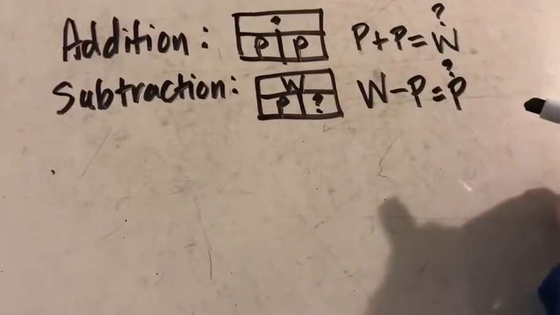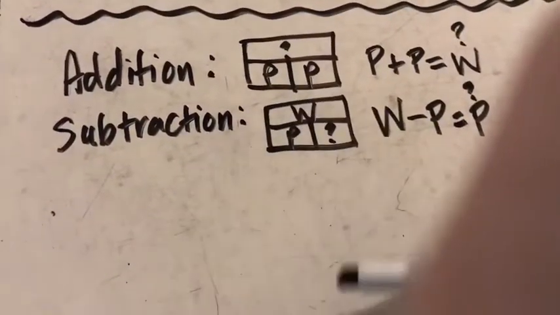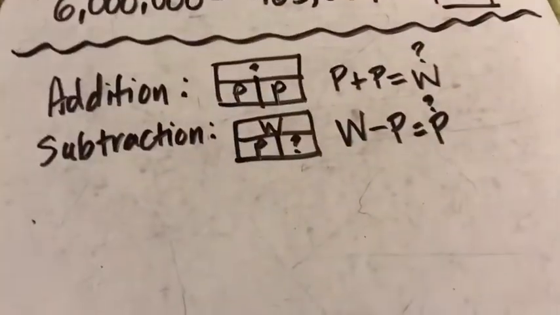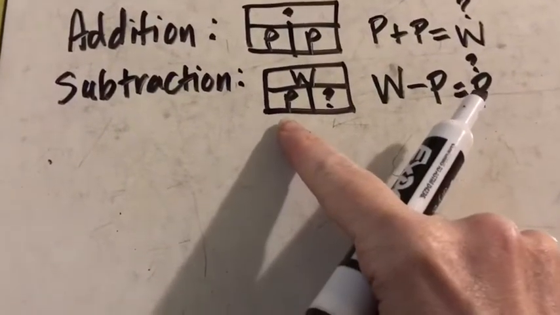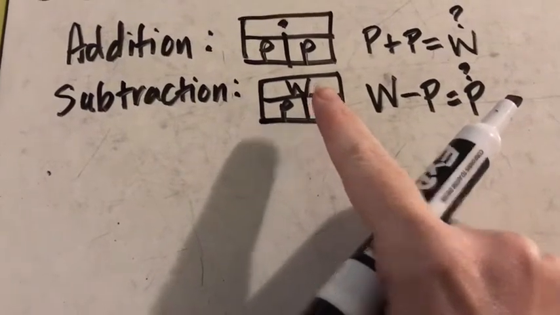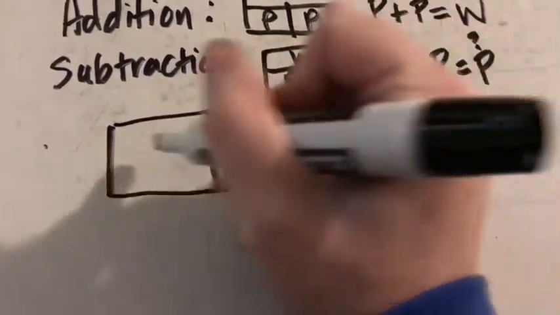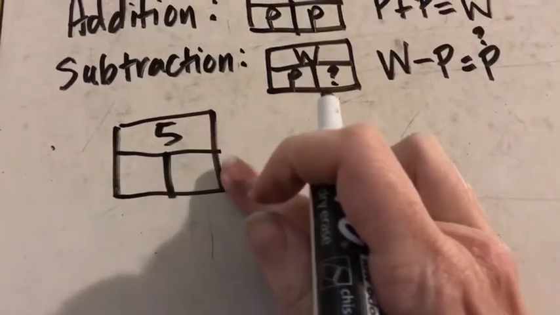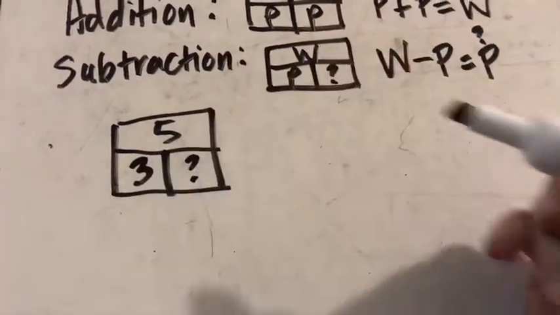So let's think about this, because addition's pretty easy. Part plus part, you add them together to get the whole. But when you're subtracting, you can take away the part from the whole, but you can also think about this part plus some other part would get me up to the whole. So let's just put some numbers in here just so we can remember what we're talking about here. Let's say that my whole was 5. And I knew one part was 3, and I was trying to think of the other part.